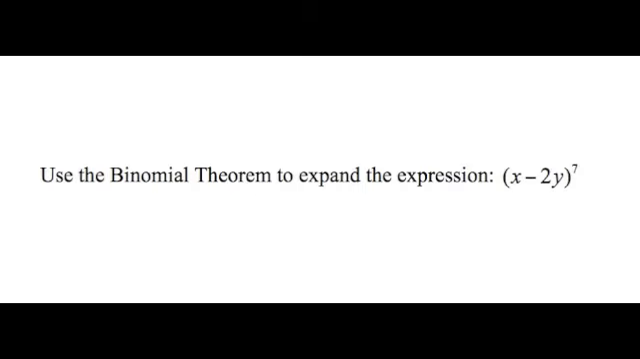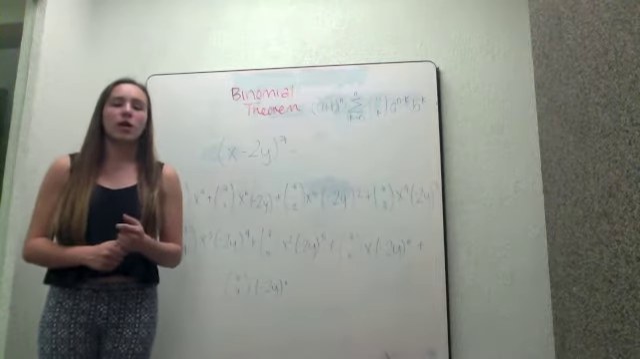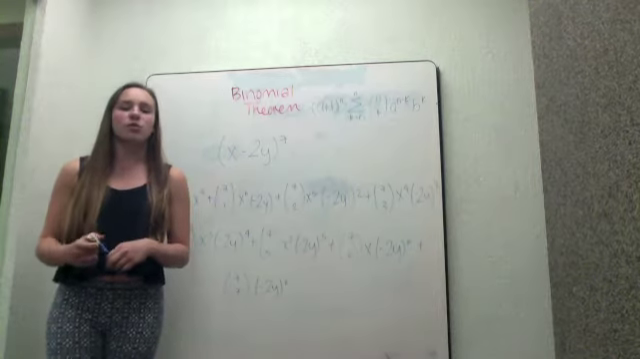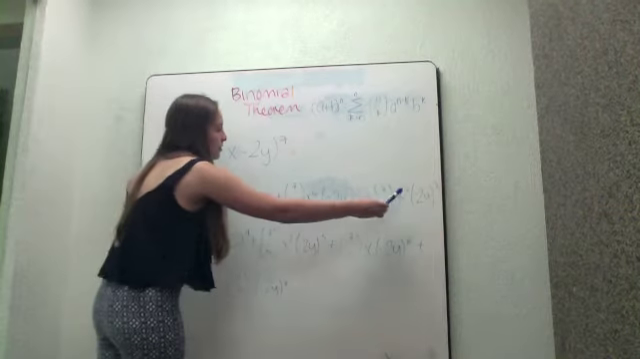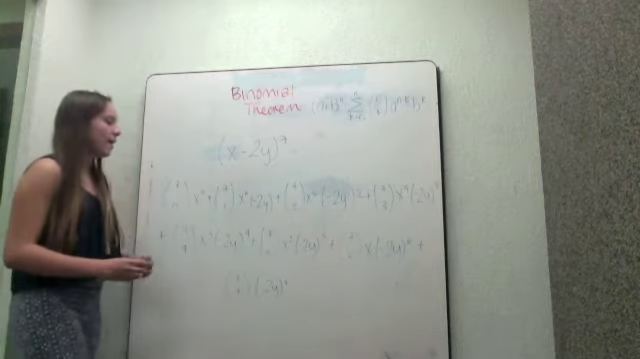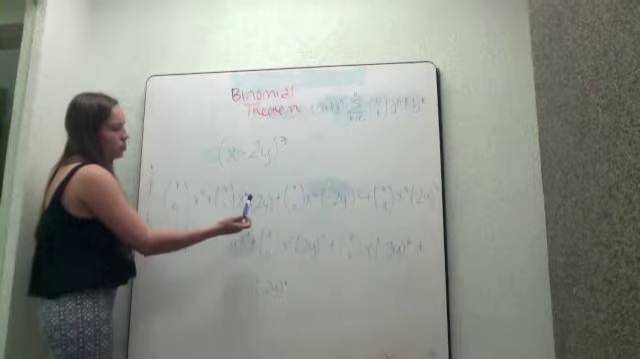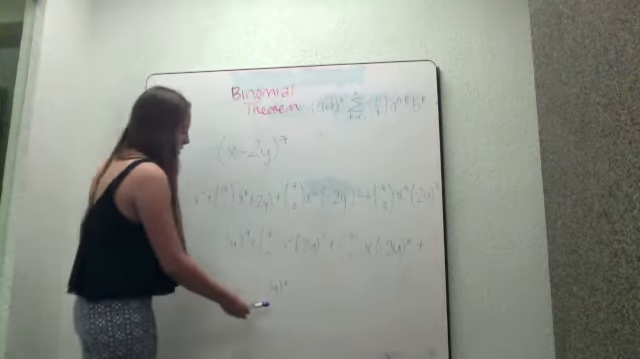Use the binomial theorem to expand the expression (x - 2y)^7. To solve this problem, first we organize the variables by the binomial theorem formula. So that is why we have x to the 7, to the 6, to the 5, to the 4, to the 3, to the 2, to the 1, and to the 0. And b, or the other term, is to the 0, to the 1, to the 2, to the 3, to the 4, to the 5, to the 6, and to the 7.